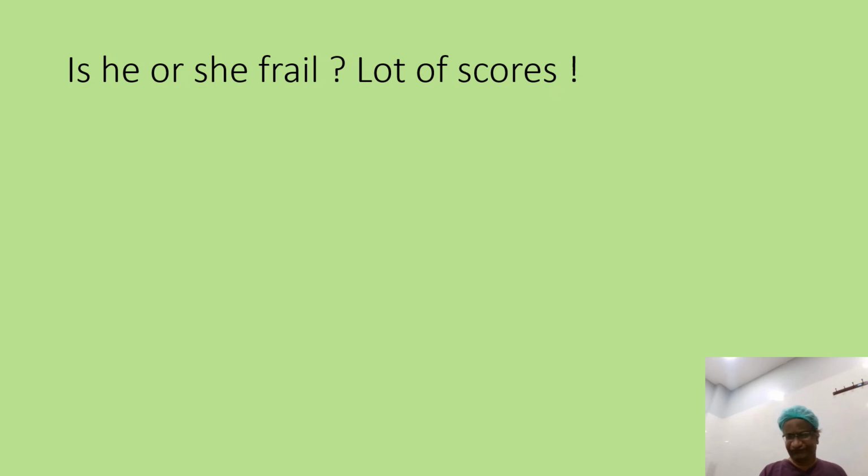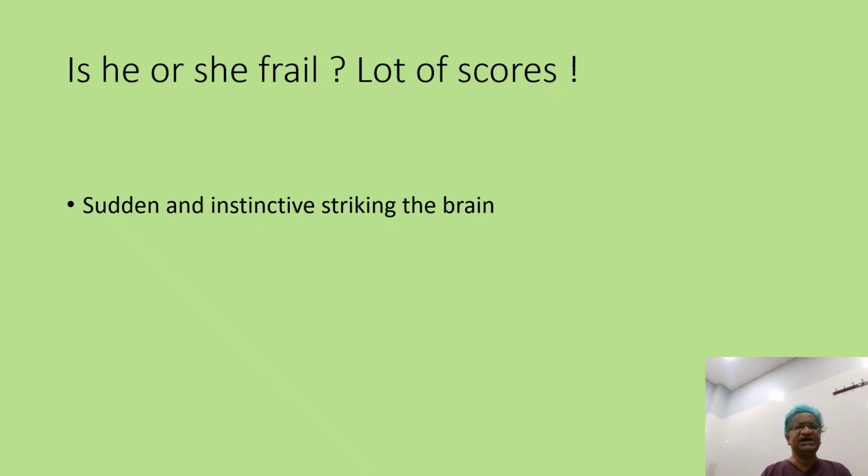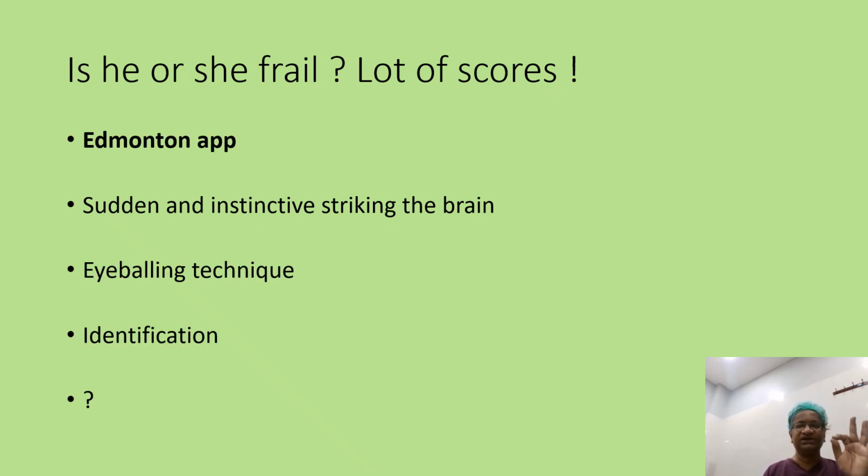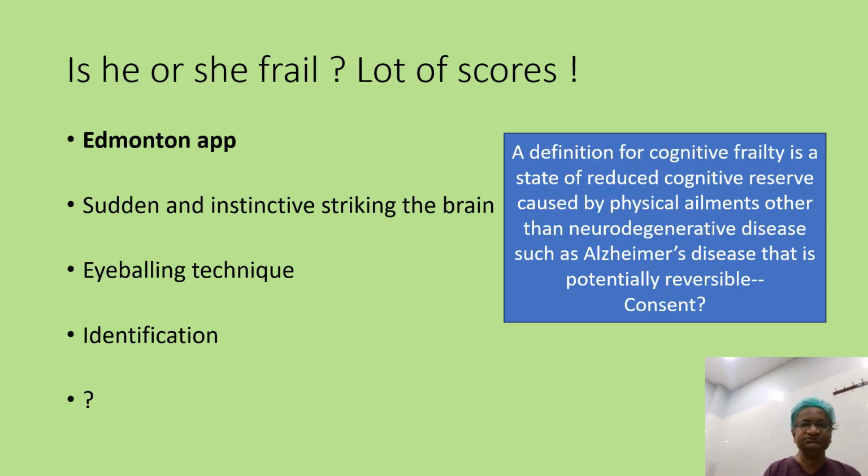Now, there are a lot of scores. I have already told you: one, two, three, four, five, out of which three. There is one to nine, out of which five and nine. A lot of scores are there. But suddenly, instinctively, it strikes in your brain by eyeballing: this fellow is frail. I think I will get some problems in anesthesia. That is what is important. There is something called the Edmonton app to find out whether we are frail or not. Now, very important: if there is a cognitive frailty, then we need to have a proper consult.